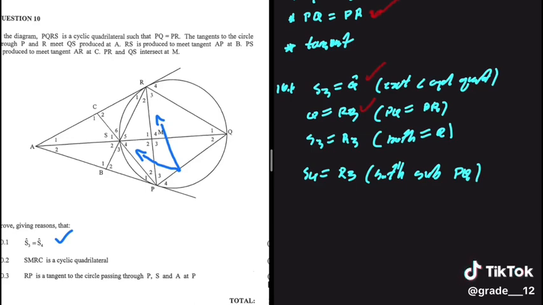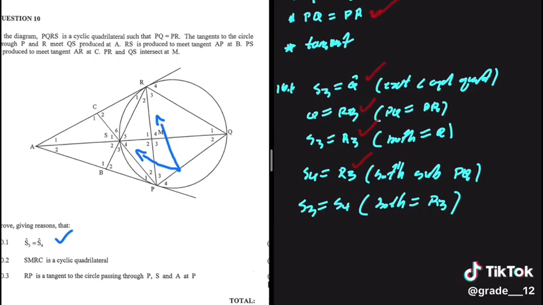So take a look at this. S4 is equal to R3. S3 is equal to R3. So S3 should be equal to S4 as they are both equal to R3. Okay? If X is equal to 2 and Y is equal to 2, then X is equal to Y.